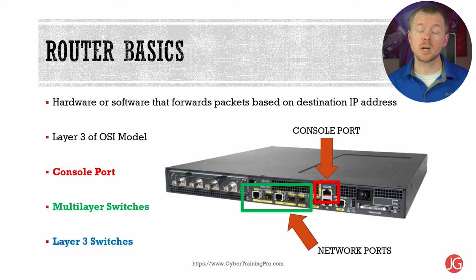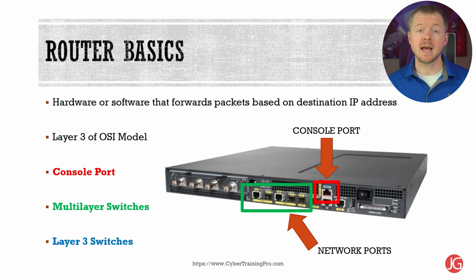Routers are a piece of hardware or software that forwards packets based on their destination IP address. This means that routers operate at the network layer, or layer 3, of the OSI model. Now, routers are typically dedicated boxes that have 2 or more connections. For example, you might have your internal network connected in one port and then the internet on the other port so that traffic can be routed between the 2 networks.